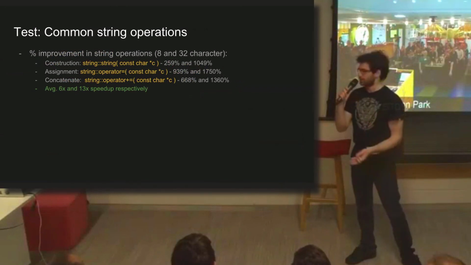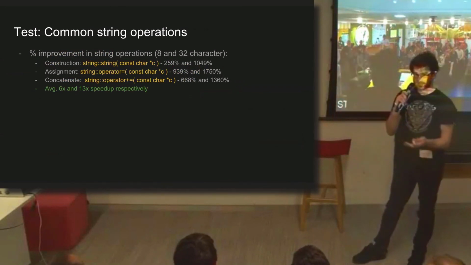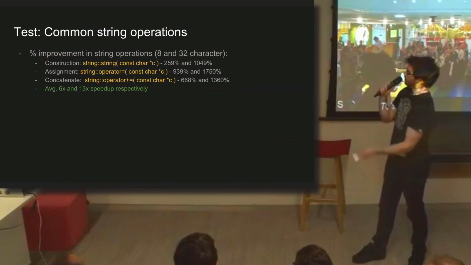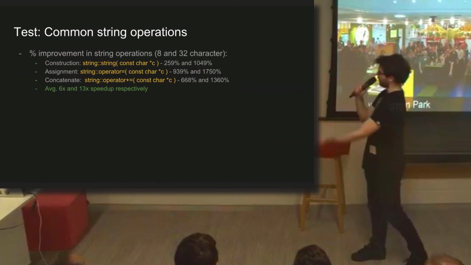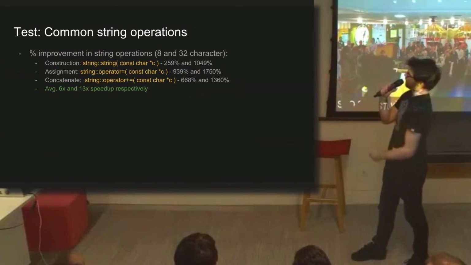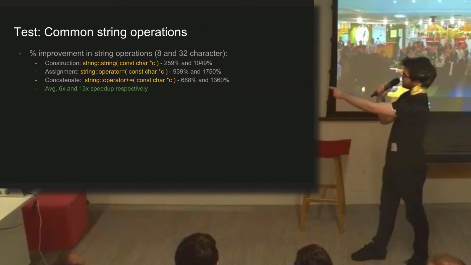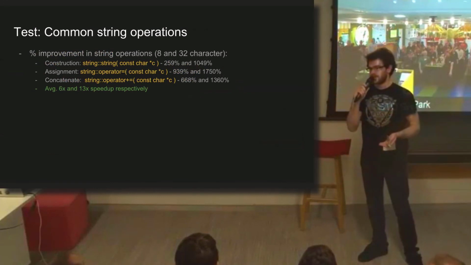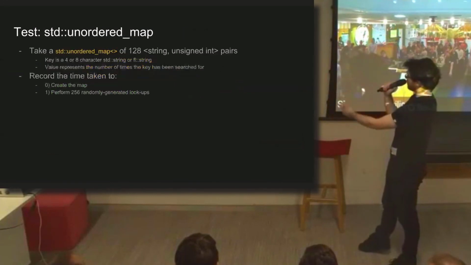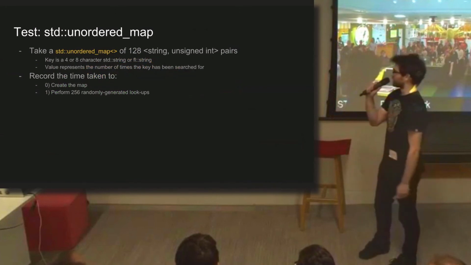And I've run a bunch of benchmarks over G++, Clang, Visual Studio, so on, with 8 and 32 character strings. That includes the null terminator. And we can see that for 8 and 32 character strings, respectively, you get a 6 and 13 times speed up in these operations.